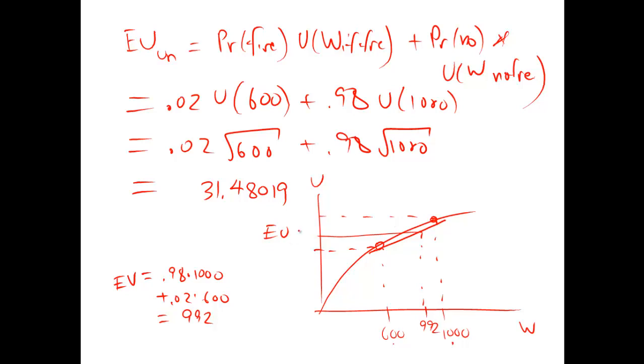Well, this EU level of 31.48019, that's a level of happiness associated with not being insured. The amount of wealth with certainty that leaves the individual as well off is the amount right here. So let's call this WCE. And it's an important number for us because it's going to shed some light on how much this individual is willing to pay for insurance. So let's move to the next slide and work through it.